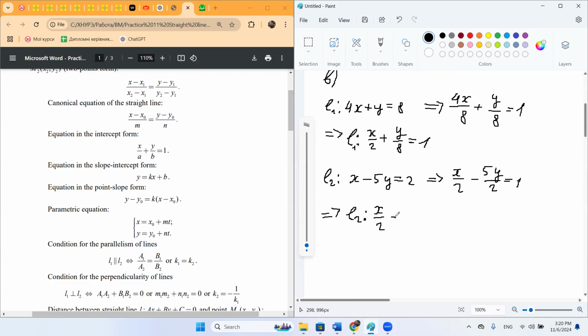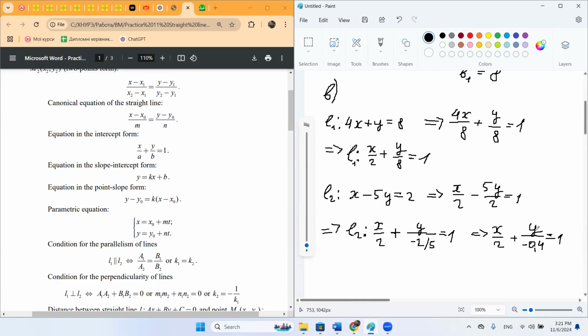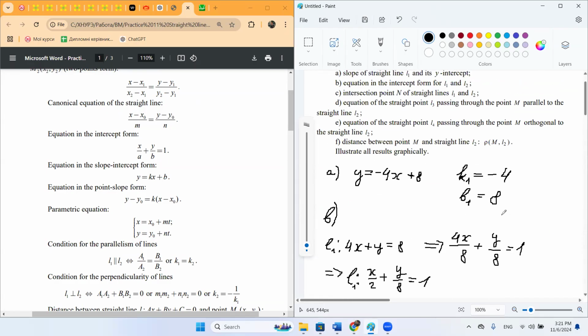And we need to rewrite it, so just to move a b here. So y by minus 2 by 5 equals 1, and for convenient drawing of graphs, let's write it in the decimal form. So that's it. Any questions about this point? No. Okay, no questions.